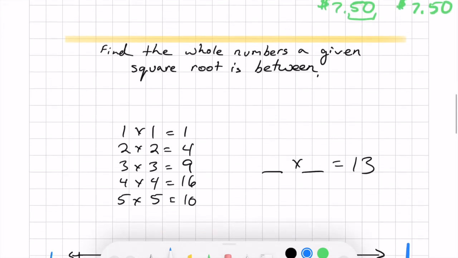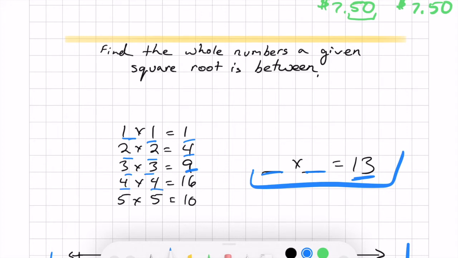So if I have 13, I know that there's two numbers that are going to multiply together to get 13. Just like there's two numbers that multiply to get 1, two numbers that multiply to get 4, two numbers that multiply to get 9, two numbers that multiply to get 16, and two numbers that multiply to get 10. So if I'm trying to find the square root of 13, the first thing I need to think about is where does this number fit on the number line?